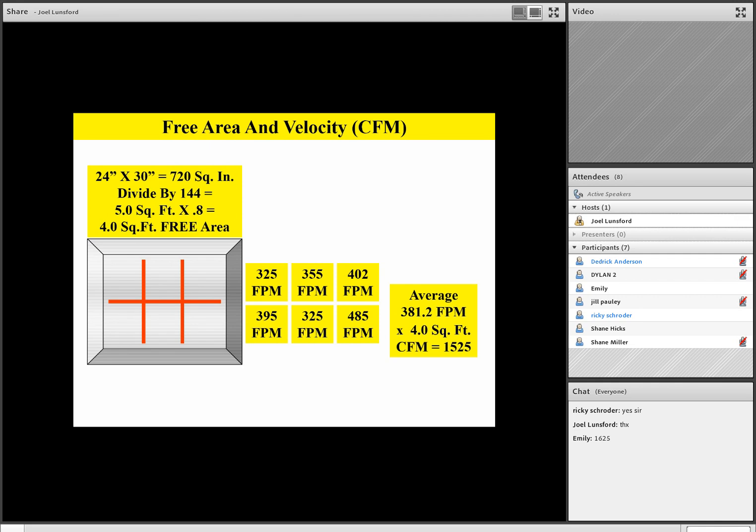Now it should be noted, if this is a filter grill, Manual D will recommend a certain velocity across that grill. If it's a return grill, it's going to recommend a different velocity, and we'll get to all that in a little bit. And if it's a supply register, it'll be a different velocity yet. So based on the grill or register that you're looking at, and based on if it has a filter behind it or not, will determine the velocity that's going to be recommended across that grill or register. Any questions or comments so far?